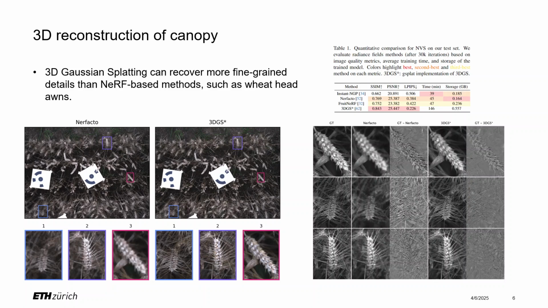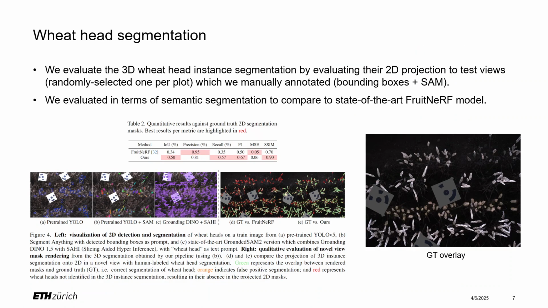Our results show that 3D Gaussian splatting significantly outperforms NeRF-based methods in reconstruction quality, with better structural similarity, peak signal-to-noise ratio, and perceptual metric scores. The visual comparison highlights the differences in reconstructing details. 3D Gaussian splatting captures fine-grained structures like wheat head awns that NeRF-based methods miss or blur. This superior reconstruction quality is critical for accurate segmentation and trait measurement in subsequent steps.